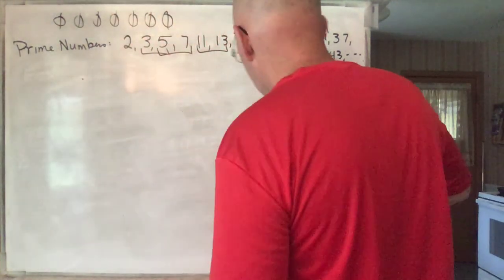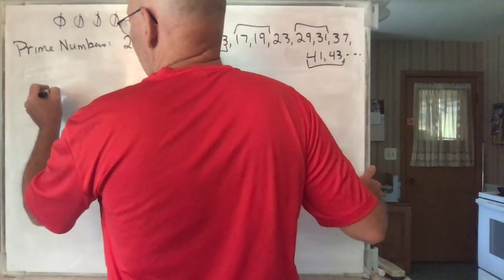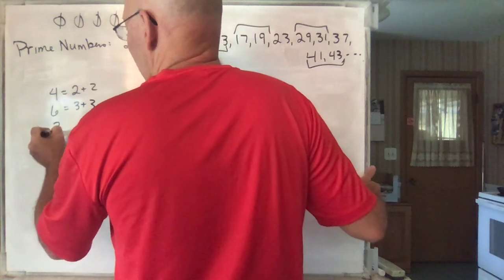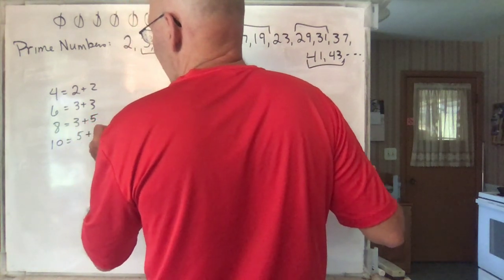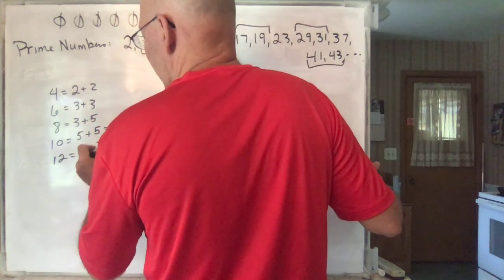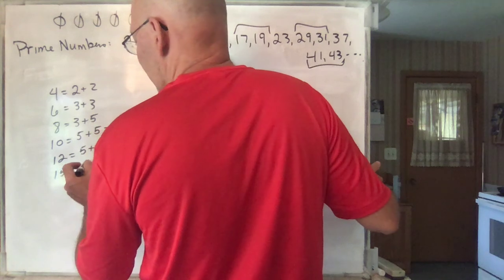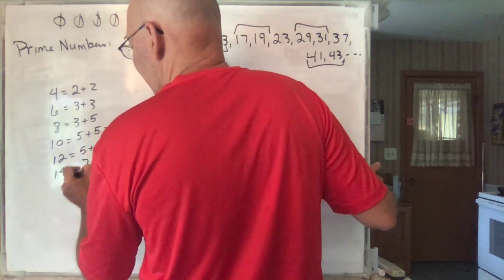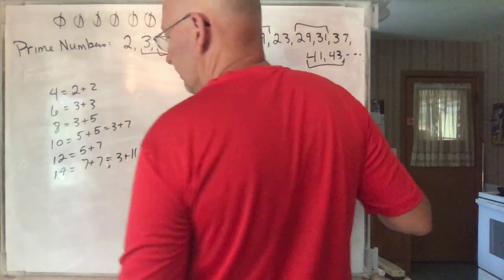No one knows the answer. Here's another one, which is just as interesting. If you take 4, you can write 4 as 2 plus 2. Take 6, you can write it as 3 plus 3. Take 8, you can write it as 3 plus 5. Take 10, you can write it as 5 plus 5, or as 3 plus 7. Take 12, you can write it as 5 plus 7. If you take 14, you can write it as 7 plus 7, or as 3 plus 11, right?